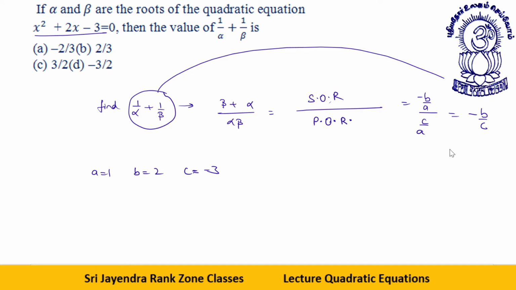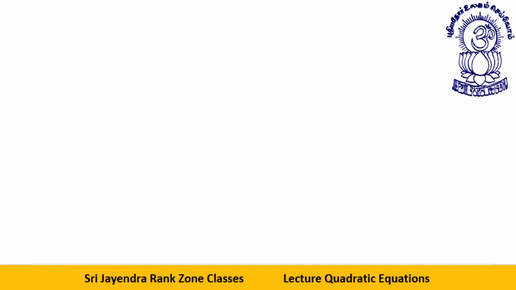What is minus b by c? That is minus 2 by minus 3, which is 2 by 3. If this minus is not apparent, I'll write minus 3 separately. Which is the option? Option number B is the answer. Fine. Let's take the next one.